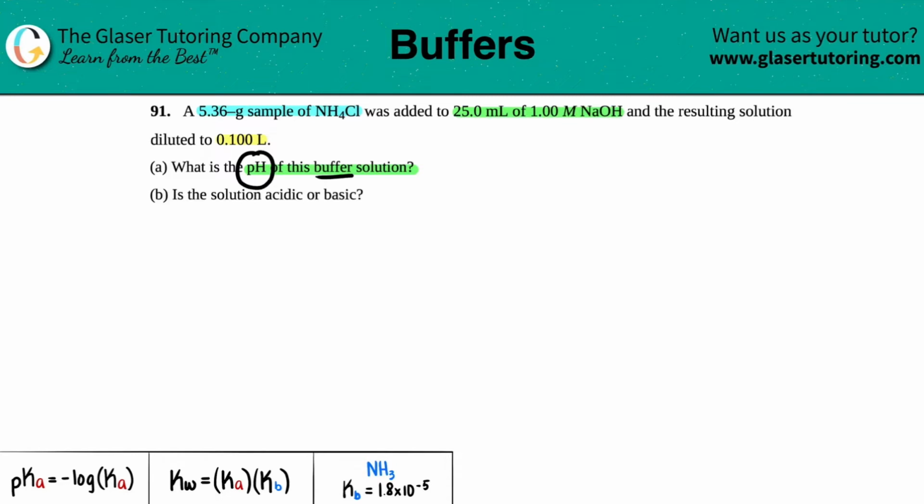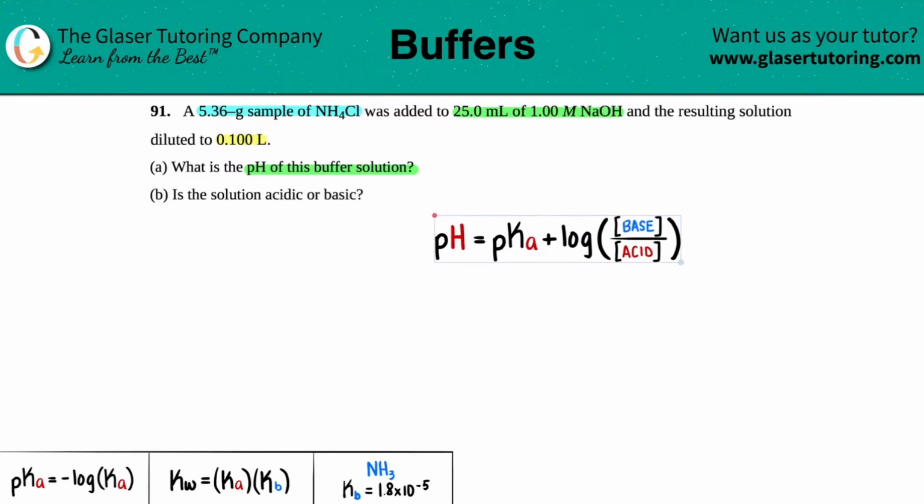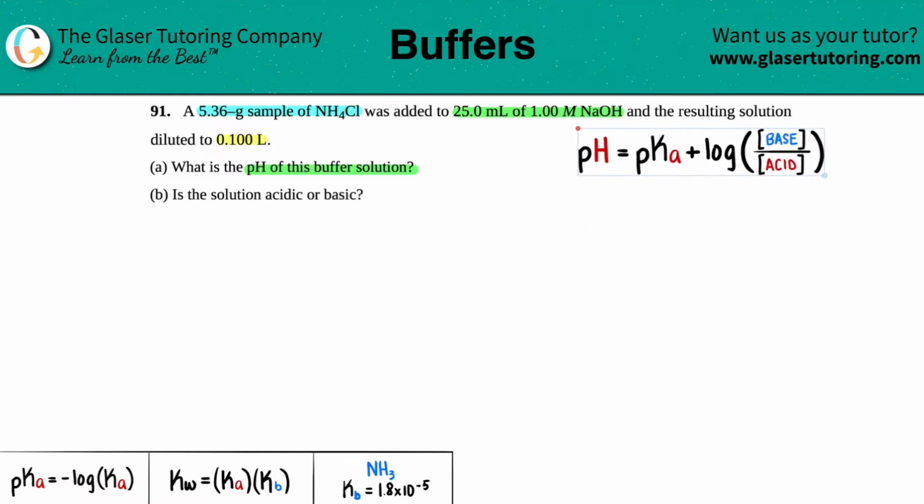When we're talking about buffers, especially if they're asking for pH, the easiest way to do these types of problems is to just use the formula that was meant to answer a pH for buffers. That's the Henderson-Hasselbalch equation, which is this one right here. So first, let's just put this over here for now.